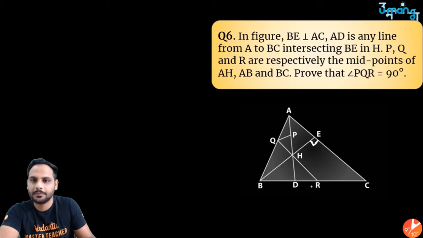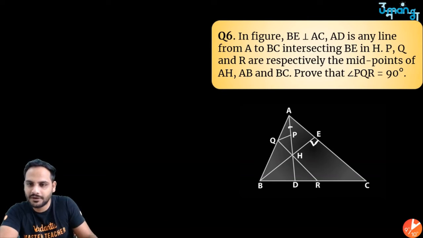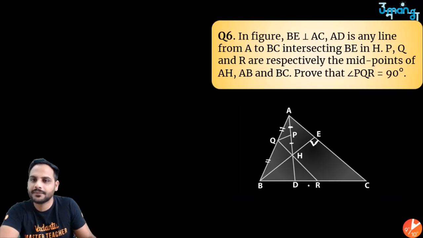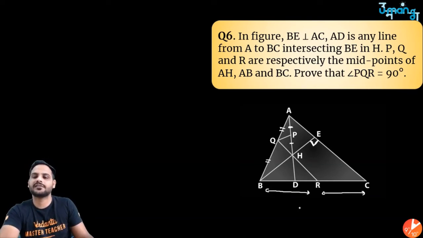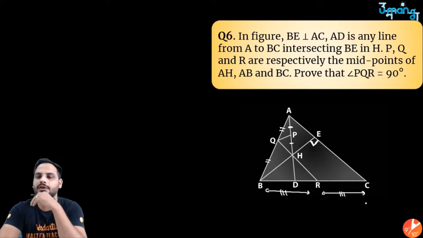हाँ. P, Q and R are respectively the midpoints of AH, AB and BC. P जो है बेटा that is the midpoint of AH. Q is the midpoint of AB. तो Q is the midpoint of AB and R is the midpoint of BC. तो ये BR is equal to RC. ठीक है. R is the midpoint of BC. ठीक है. दिस इज व्हाट इज गिवन.